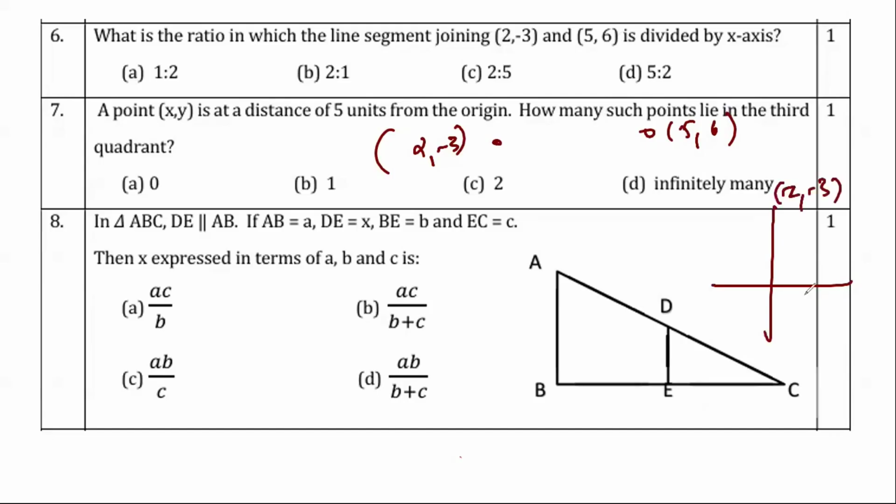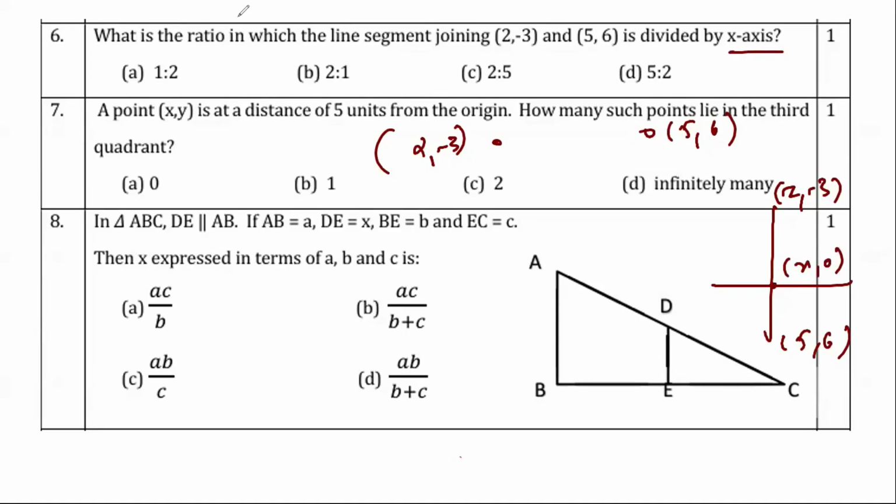So this is (2, -3), let's say, and this is (5, 6). Okay, we just assume that. So this is the point. Whenever the point is on the x-axis, we know that y is equal to 0. If it is on the y-axis, then x is 0, it is (0, y). But right now it is on the x-axis.